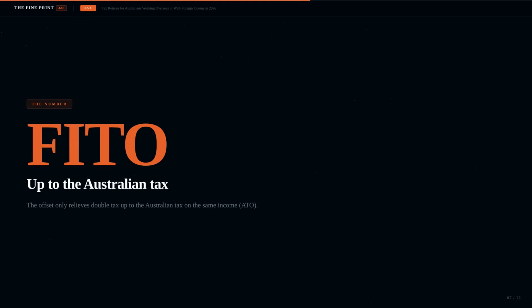One important limit to understand on the foreign income tax offset. The ATO says the offset only goes up to the amount of Australian tax payable on that same foreign income. So if your overseas tax rate was higher, you do not get the full amount back here. The offset just stops you being taxed twice on the same income up to the Australian level.